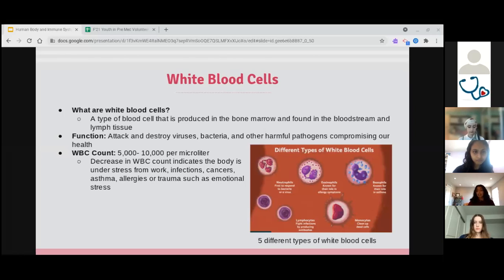All of these various types of white blood cells are an important part of our body's immune system. But if our white blood cell count is low, meaning that our bone marrow stops making enough white blood cells to keep us healthy, this means that our body is under stress and can increase the risk of illness or infection. Now let's move on to antibodies.